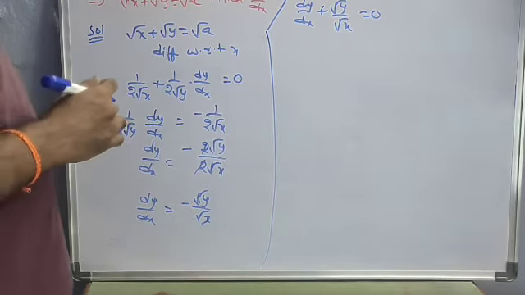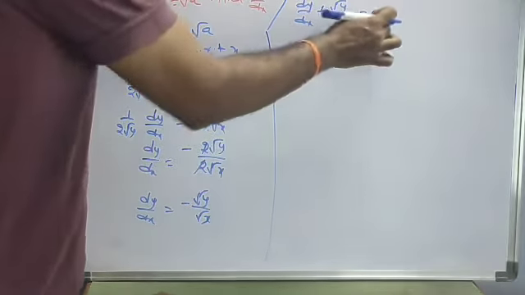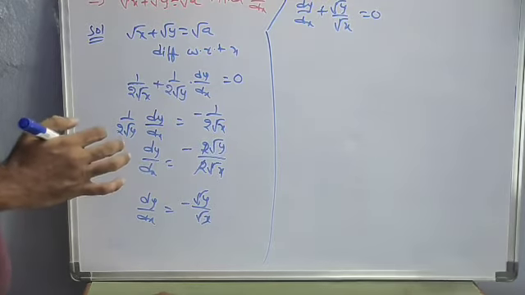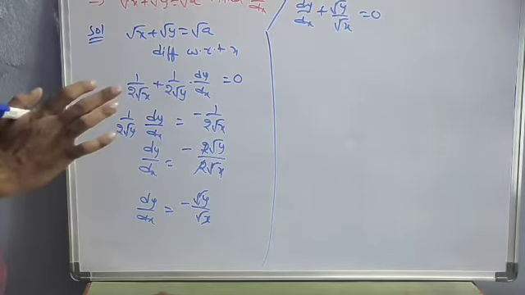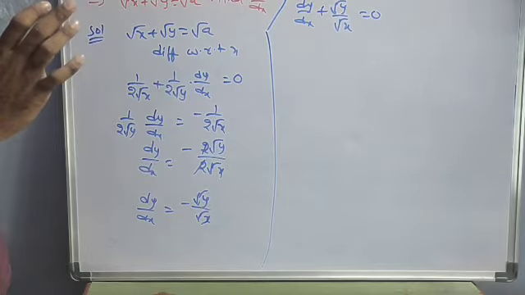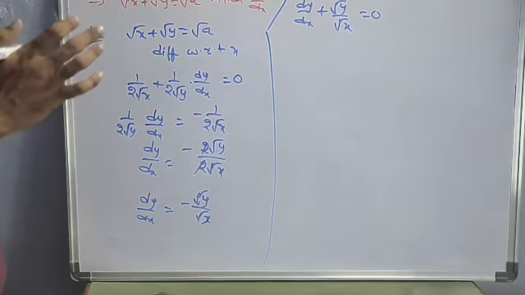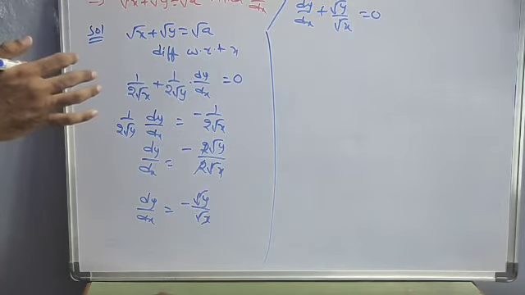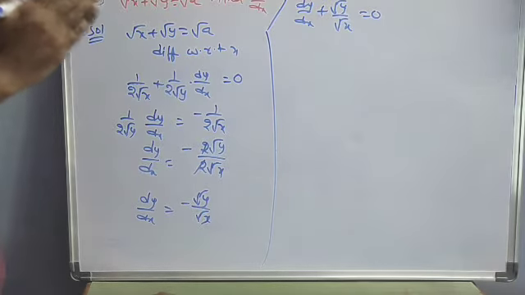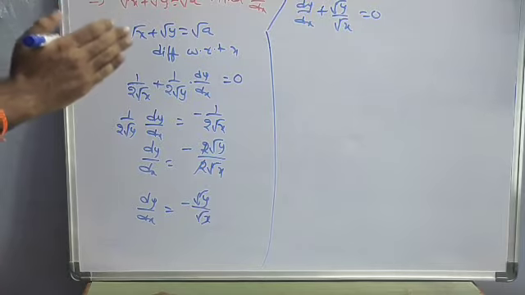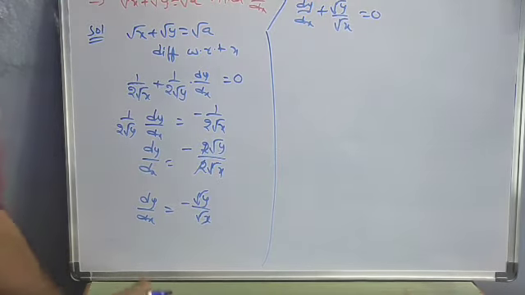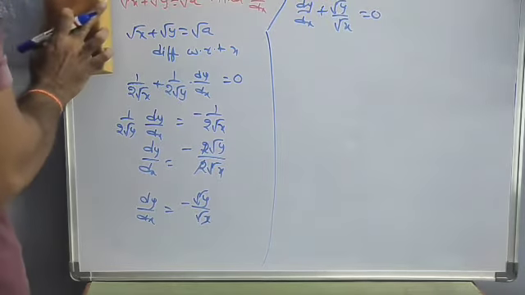In some problems they ask in this form. Whatever it may be, dy by dx is minus square root of y by square root of x. So this is our dy by dx value. We can do these problems very easily, but according to the procedure, don't make mistakes in the procedure. That is the main thing. Understand? Now I will take another problem.